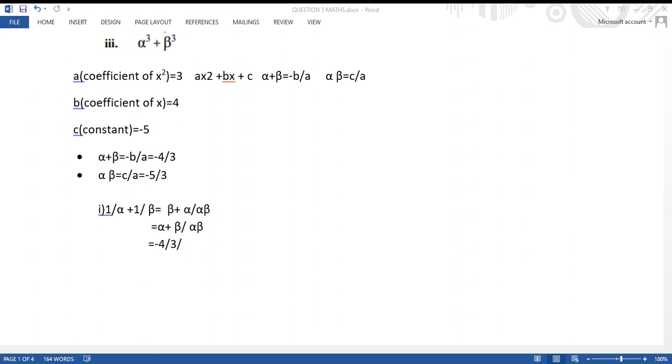All right. Alpha cubed plus beta cubed. Then its identity is alpha plus beta cubed.